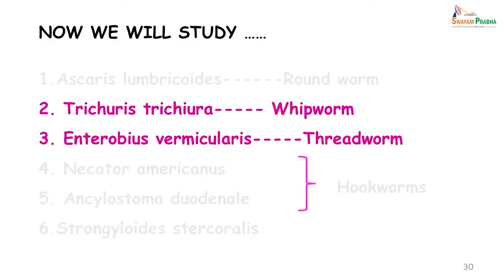So now that we have finished with roundworm, we will now move on to Trichuris trichiura, whipworm, or Enterobius vermicularis. Now, if you remember, these two were the worms which had a direct cycle. So I don't think I need to make you imagine how these worms are going to travel in the body like I did with roundworm.